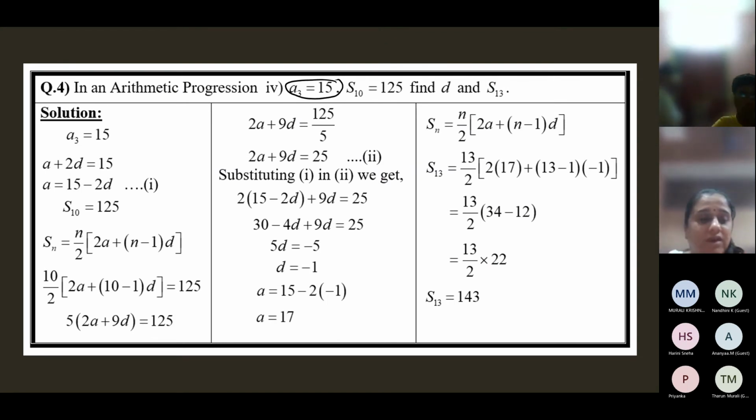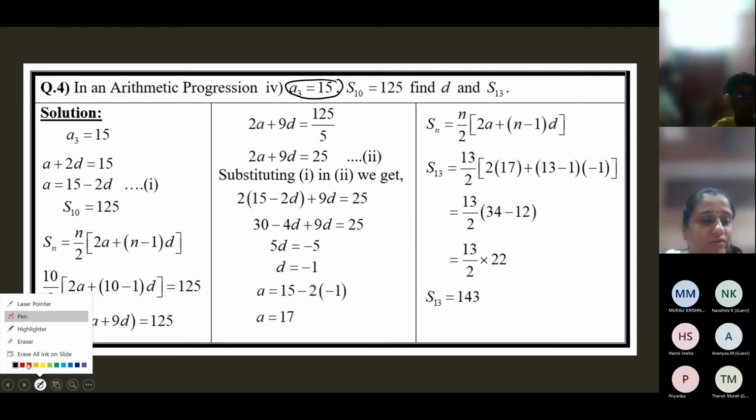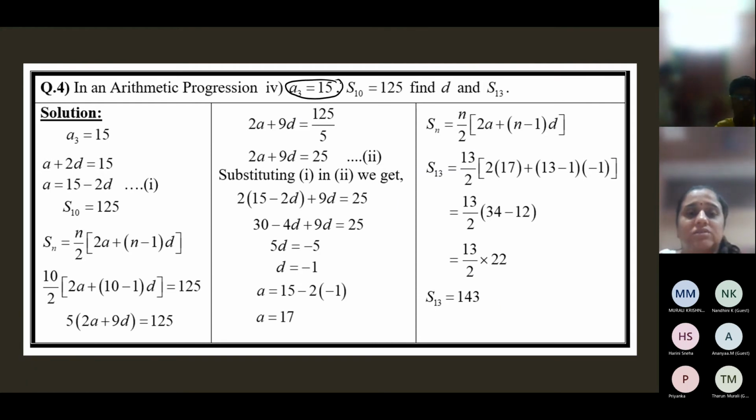Yes, children. I just want to finish what I wanted to say. So here the third term is given to be 15, and the sum of the first 10 terms, that is what do we mean by S10, children?